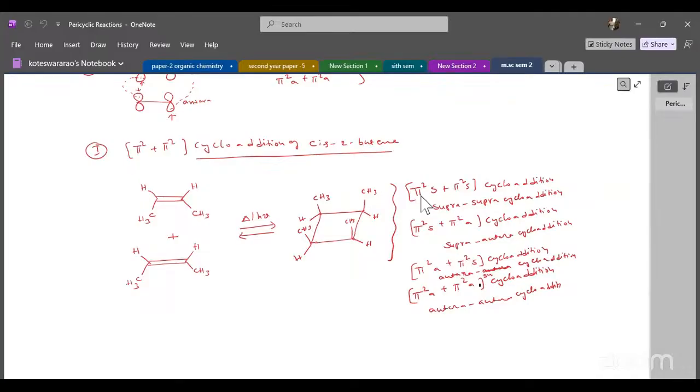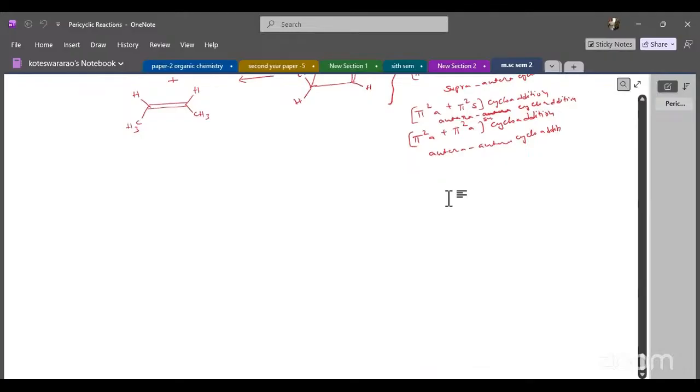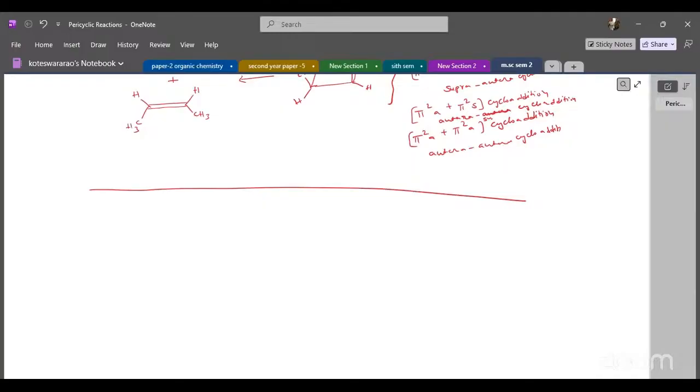One is supra-supra, the second is supra-antara, antara-supra is the third one, and the fourth one is antara-antara. How are we classifying these? In the electrocyclic reaction, only one reactant is involved in the reaction.